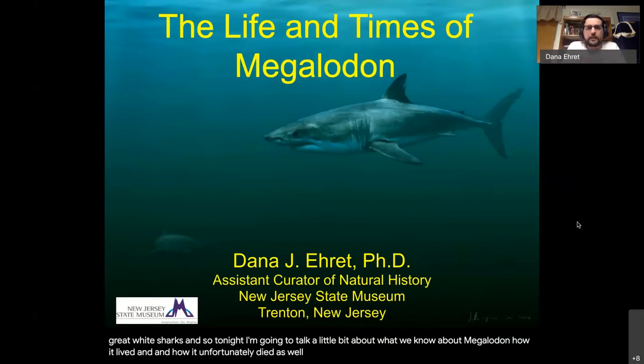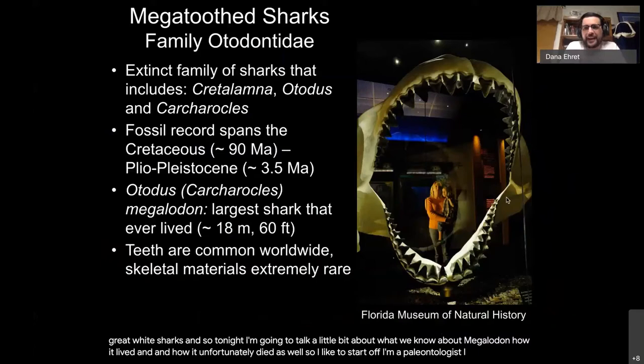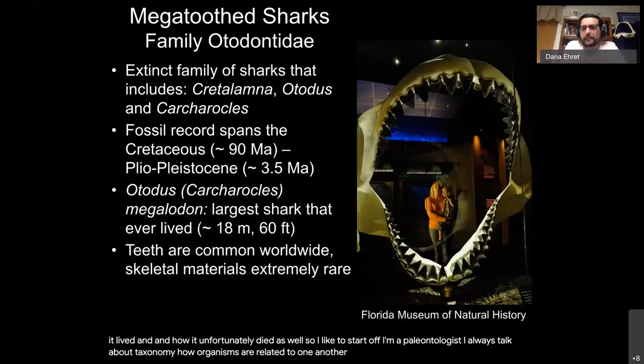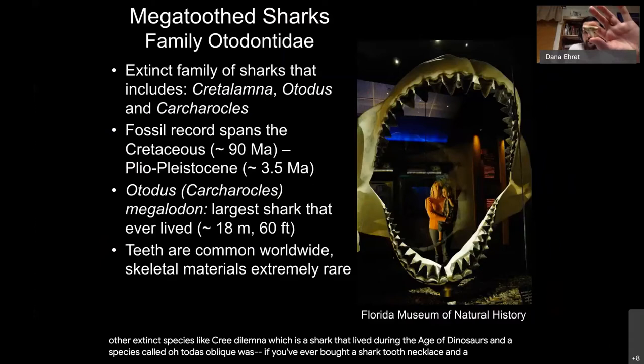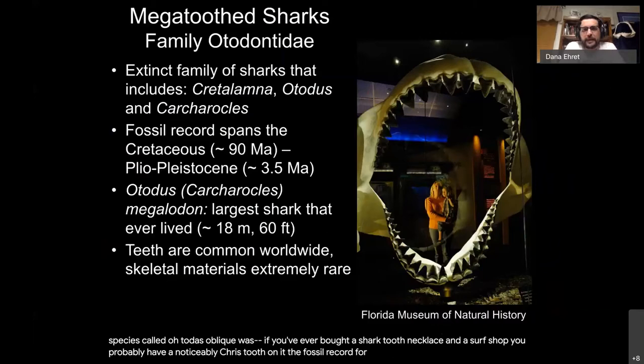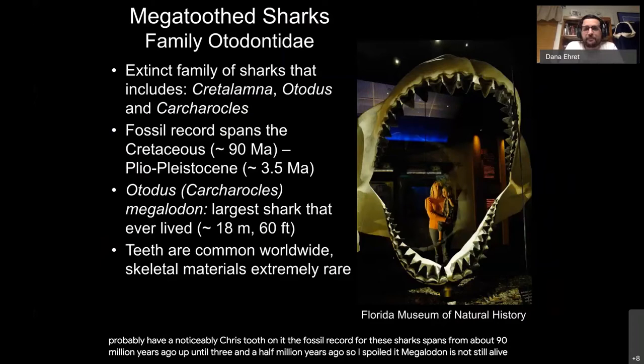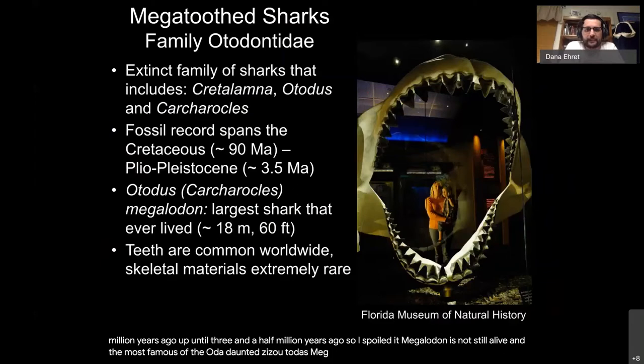So I like to start off, I'm a paleontologist, I always talk about taxonomy, how organisms are related to one another. And megalodon belongs to a family of sharks. We commonly call them the megatooth sharks. They're called the otodontid sharks. And they include other extinct species like Cretalamna, which is a shark that lived during the age of dinosaurs, and a species called Otodus obliquus. If you've ever bought a shark tooth necklace in a surf shop, you probably have an Otodus obliquus tooth on it. The fossil record for these sharks spans from about 90 million years ago up until 3.5 million years ago. So I spoiled it. Megalodon is not still alive. And the most famous of the otodontids is Otodus megalodon, the largest shark that ever lived.